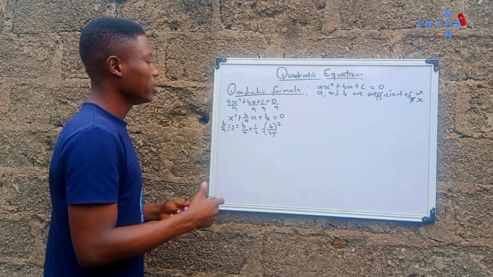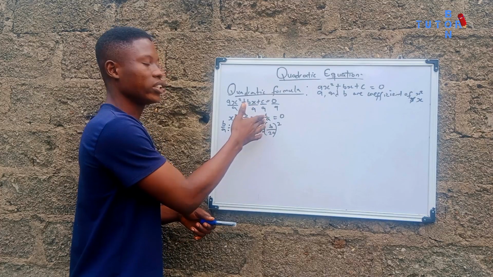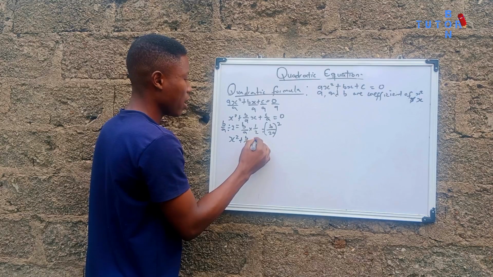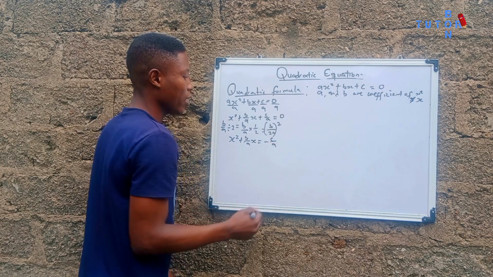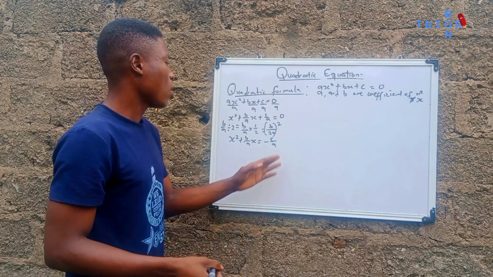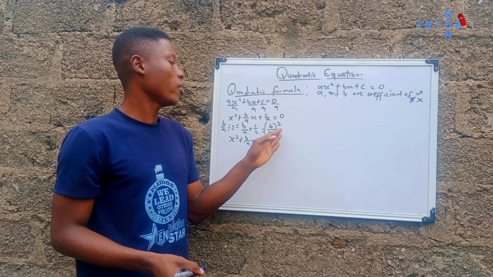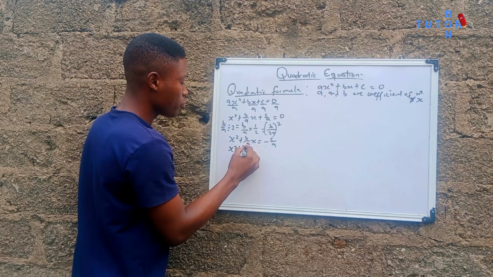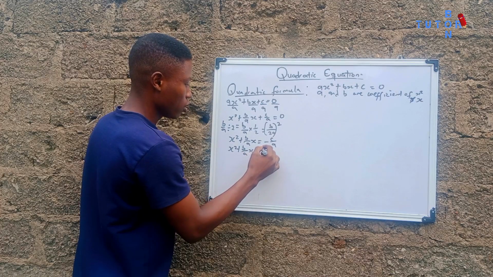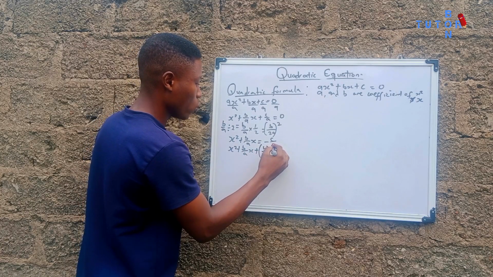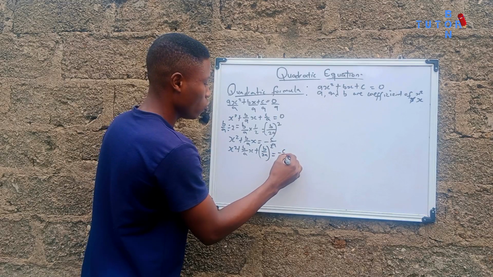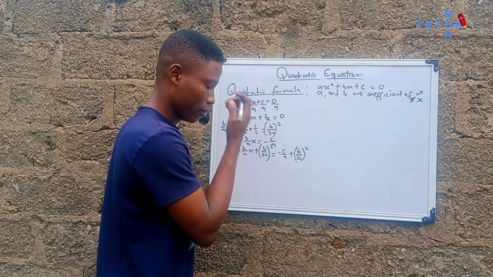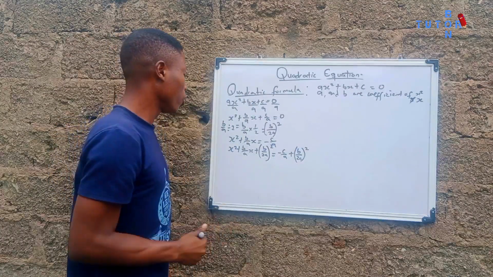From this, the next step is to transfer this constant to the other side, and you will be having x squared plus b over a x equals minus c over a. Don't forget. After that, you have to add this square of half of the coefficient of x to both sides, and you'll be having x squared plus b over a x plus b over 2a, everything squared, equals minus c over a plus b over 2a, everything squared. Please don't forget that.